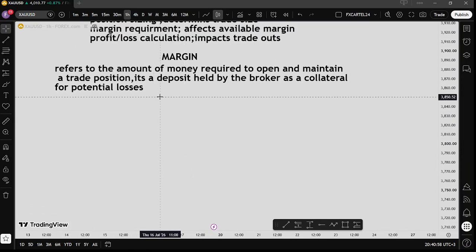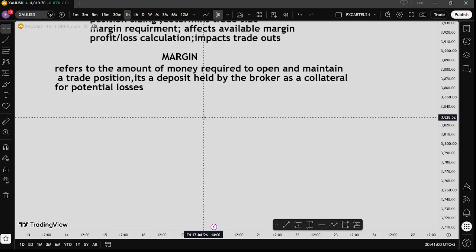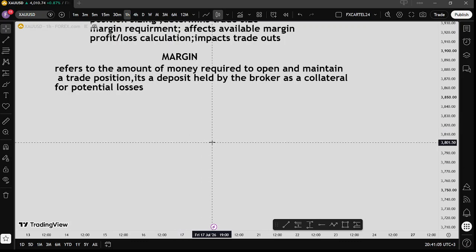Did you enter any position on a currency pair? You just buy or sell, then you will see it there.